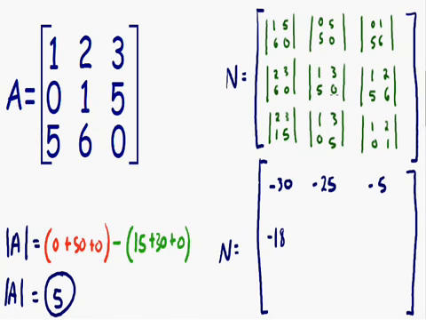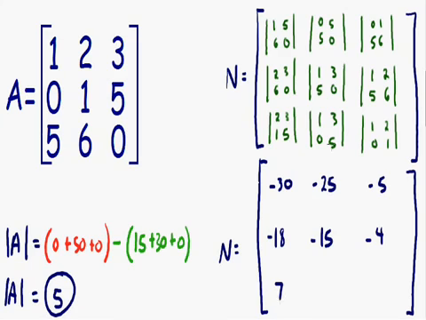Moving on to the middle matrix, we have 1 times 0, which is 0, 3 times 5, which is 15. 0 minus 15 is negative 15. Moving on to the middle right matrix, we have 1 times 6, which is 6, and 2 times 5, which is 10. 6 minus 10 is equal to negative 4. Moving on to the bottom left matrix, we have 2 times 5, which is equal to 10, and we have 3 times 1, which is 3. 10 minus 3 is equal to positive 7.